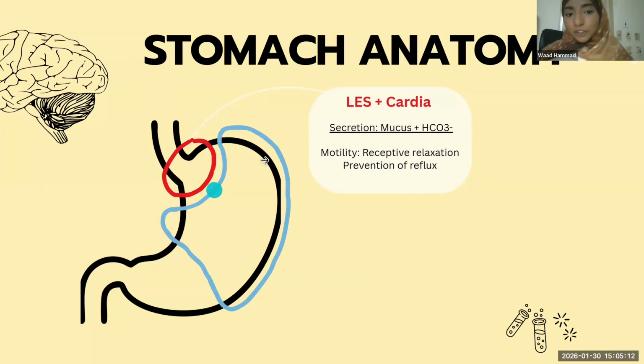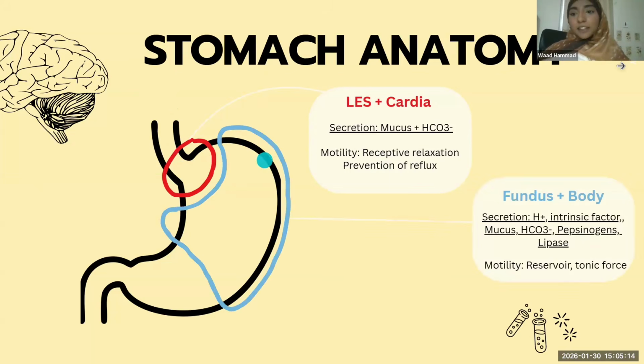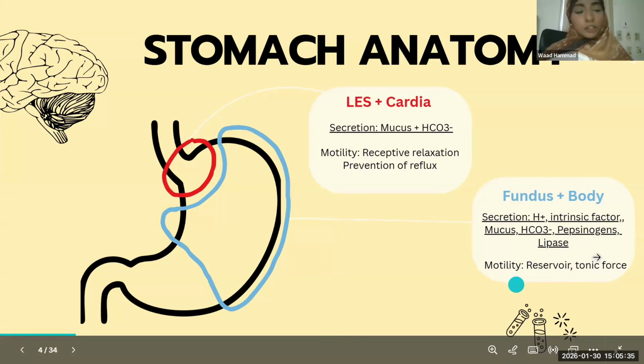Okay, so the second region of our stomach is the fundus and the body. And in the fundus and the body, we have secretion of a ton of stuff. Like you can see over here, there's a lot of things. We have protons, we have intrinsic factor, mucus, we have bicarbonate, and you can see two enzymes here, pepsinogens and lipase. And its motility is reservoir and tonic force.